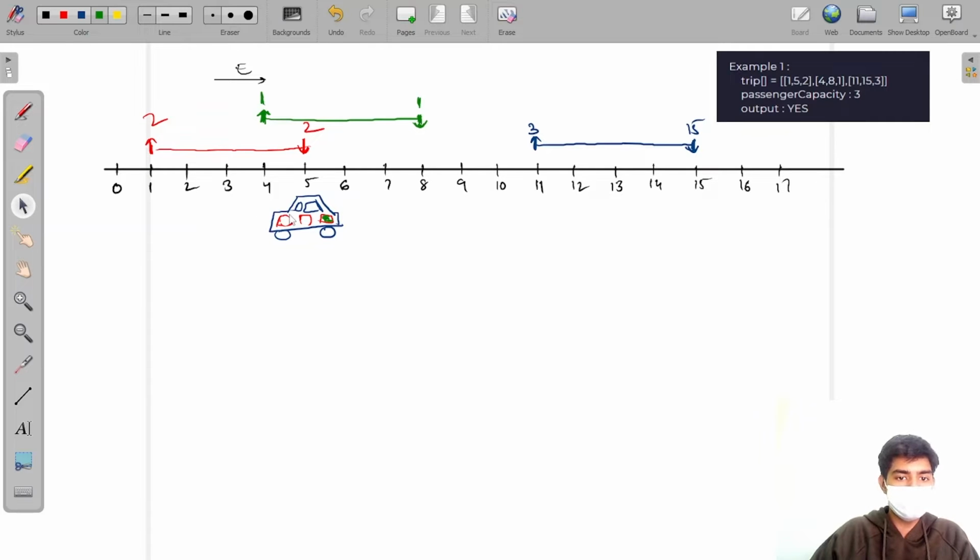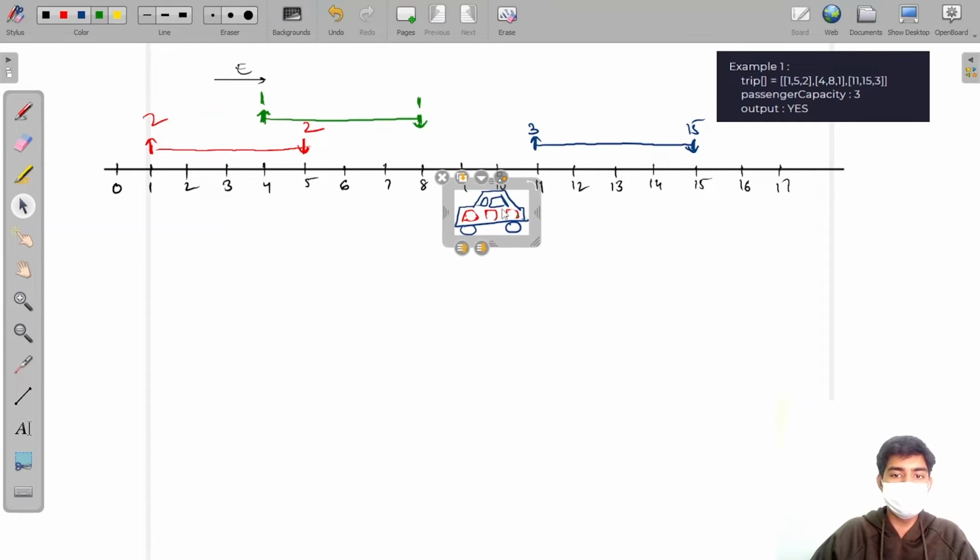Okay. So after dropping off two passengers, I have this car with only one passenger left, right? I drop two passengers off at 5, then I move my car forward, then I drop off this one passenger as well, right? After this, my car is moving and I have space for three passengers left, right? When I'm at 11, I pick up three passengers.